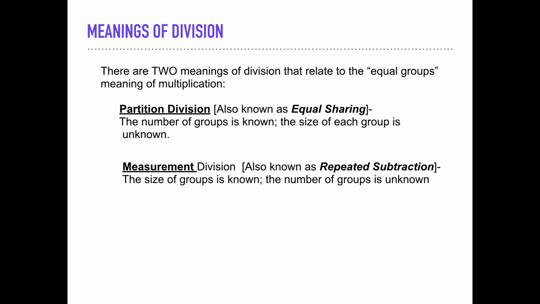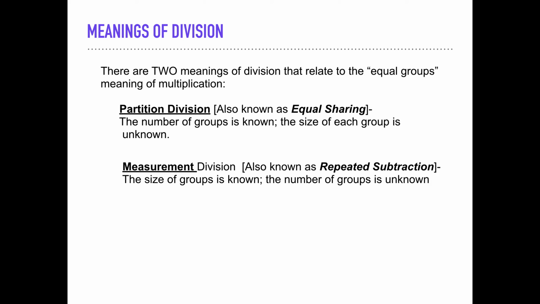Partition division, also known as equal sharing, where the number of groups is known and the size of each group is unknown. And that was the first problem you just did. There were 12 things. You had to put them into 4 groups, but you didn't know how many were in each group. That's partition division, or equal sharing.